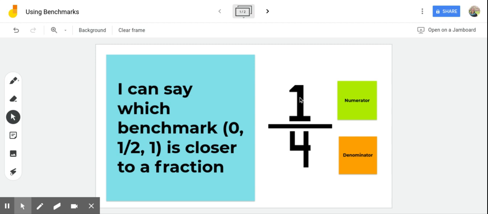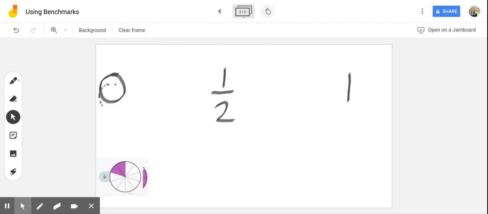So remember, my top number is called the numerator. This is how many pieces I'm talking about in my whole. The bottom number is called my denominator. This is how many pieces my whole has been broken up into. So the fraction 1/4 could be looked at as 1 piece of pizza out of 4. So now we're going to use the benchmark numbers 0, 1/2, and 1 whole to decide which my fraction is closer to.